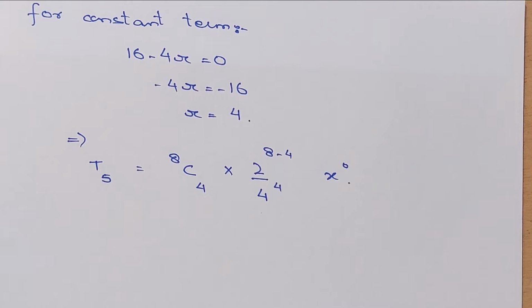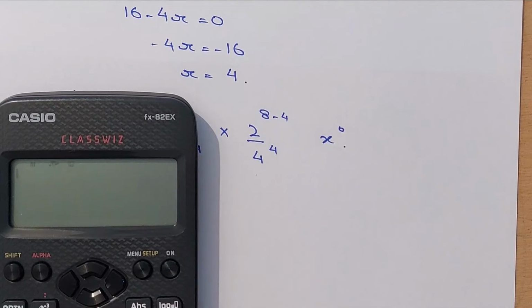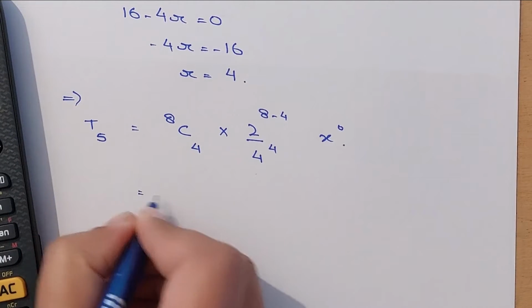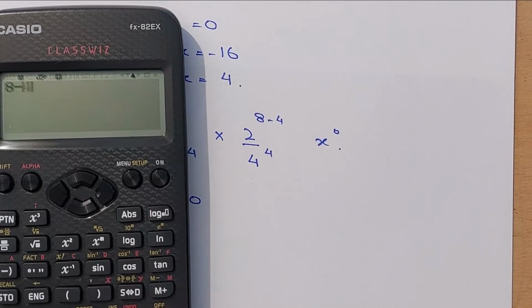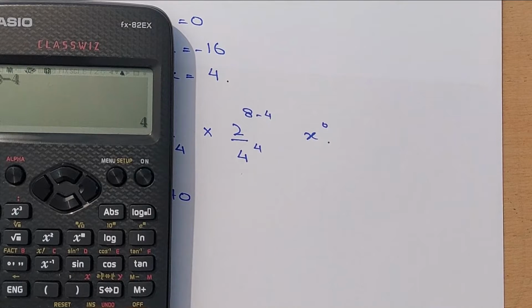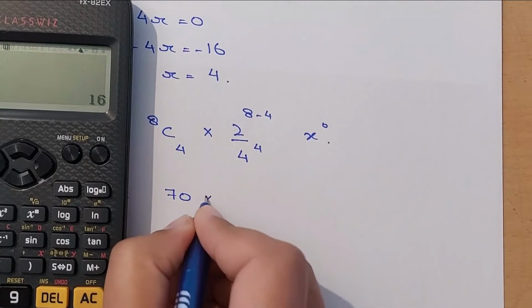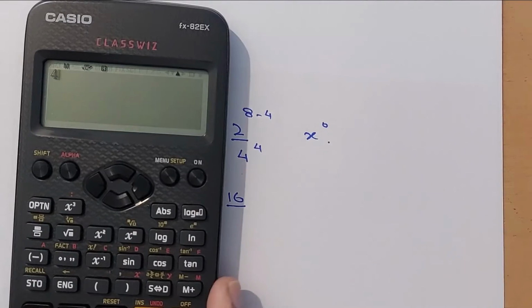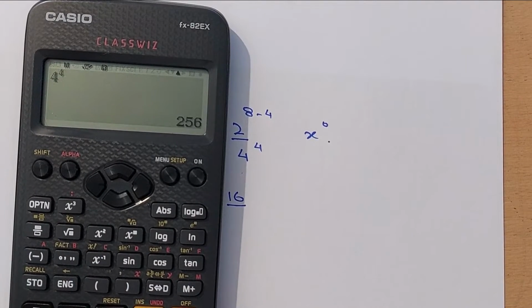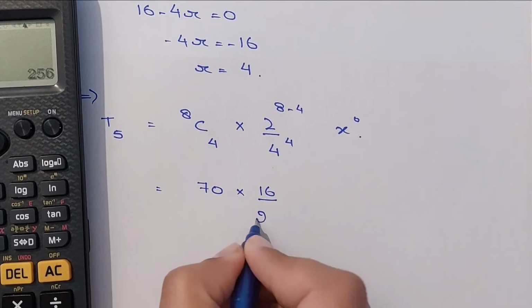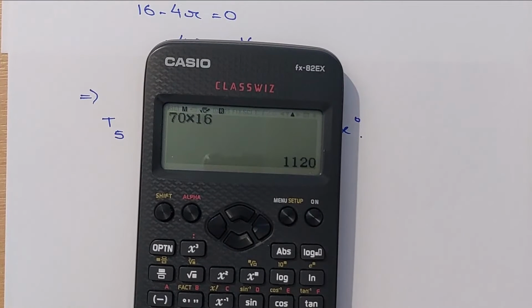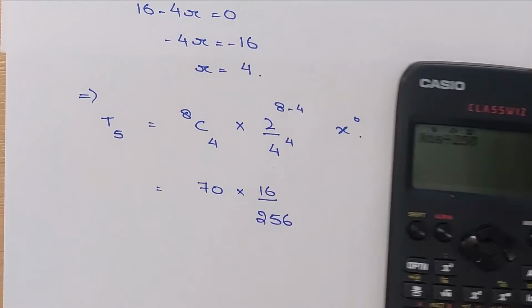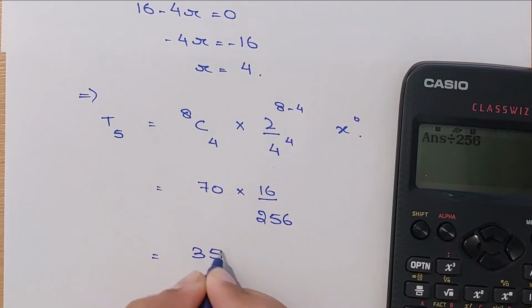Now let me simplify this. We have 8C4 is 70, 2 power 8 minus 4, 8 minus 4 is 4, so 2 exponent 4 is 16 over 4 exponent 4, which is 256. So 70 times 16 divided by 256. This is 35 over 8. This is the constant term.